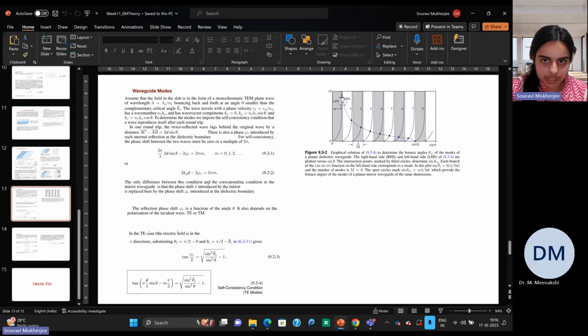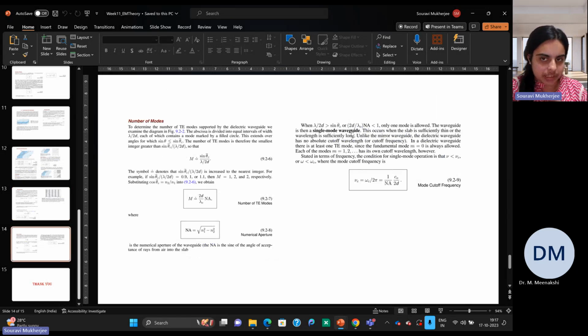And that in a way would define, for some value of theta, some particular values of m which would satisfy these conditions. So that will define how many modes you can get. And you can see each of these gaps are given as lambda by 2d. Now what happens when this first point of intersection comes after the lambda by 2d? In that case, what you get is a single mode waveguide.